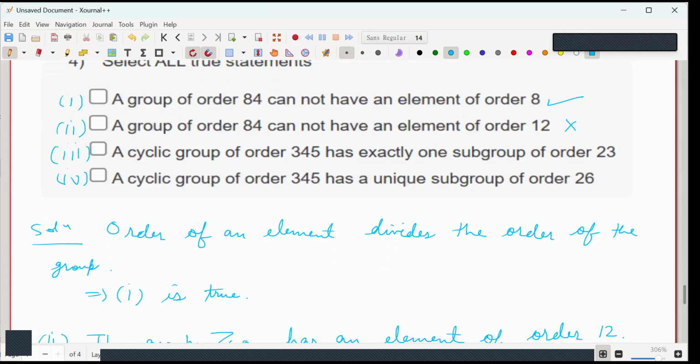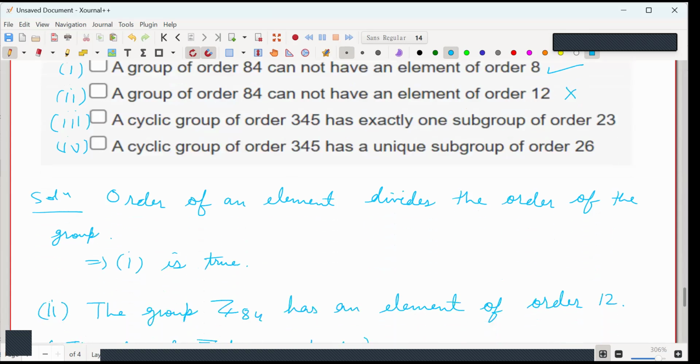Now, does a cyclic group of order 345 have exactly one subgroup of order 23? This is true, sir. Why? We have seen that for any divisor of n, Zn has a unique subgroup, right? Since 23 divides 345, it divides 15 times.